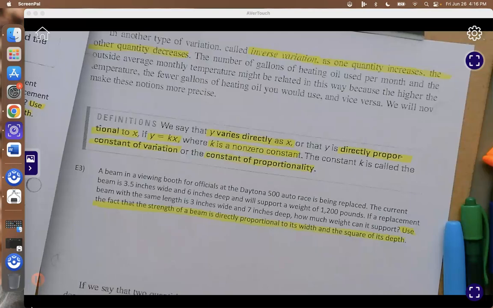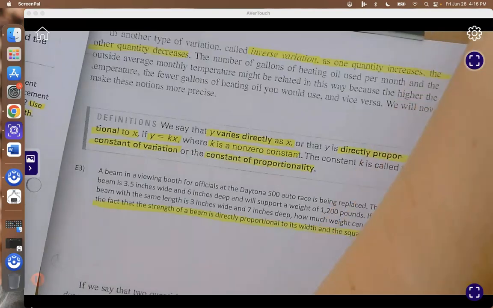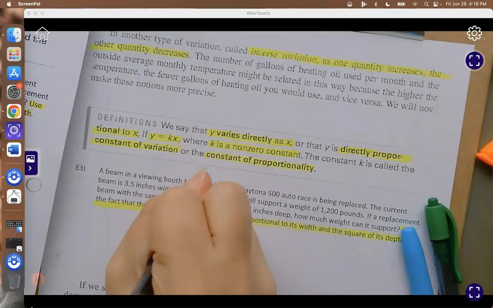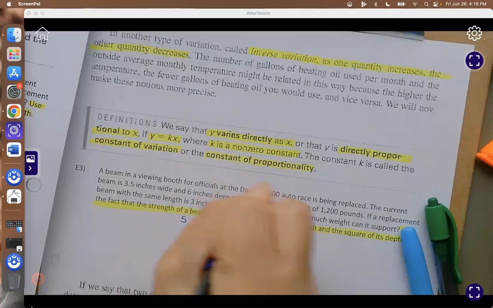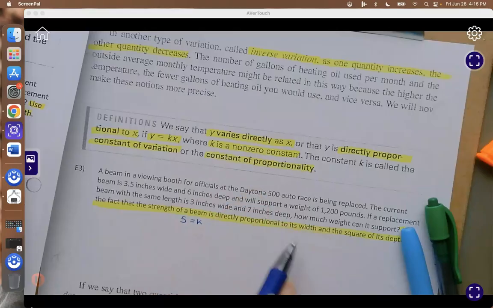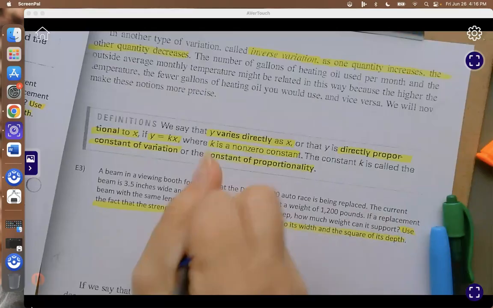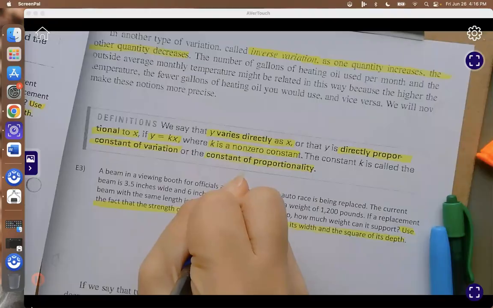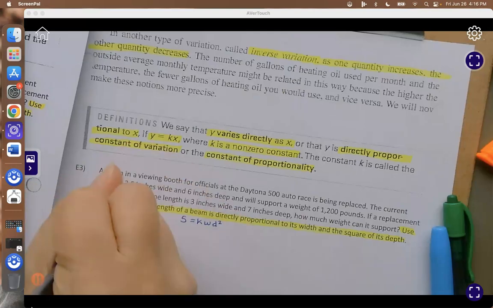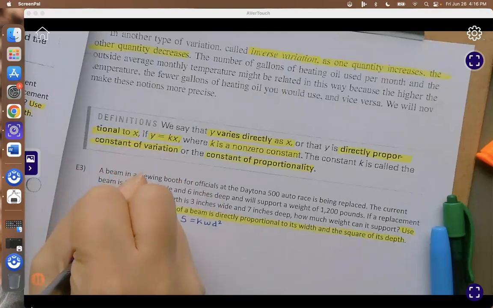Okay, so what that means is, when we start this problem, it says the strength of the beam, we're going to let that be S. When you see is directly proportional to, you put equals k, its width, and the square of its depth. Okay, so that's our formula. So we do the original one to find our k.